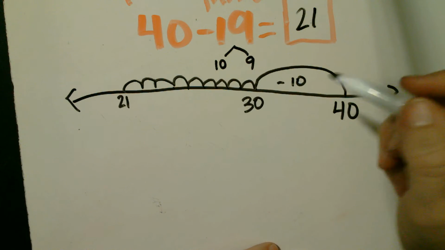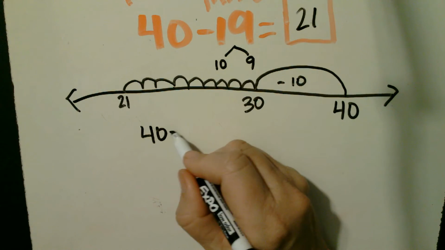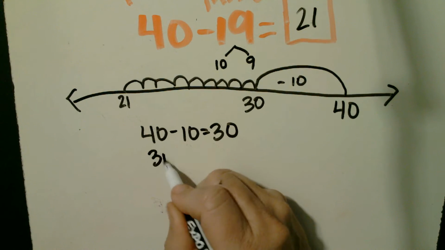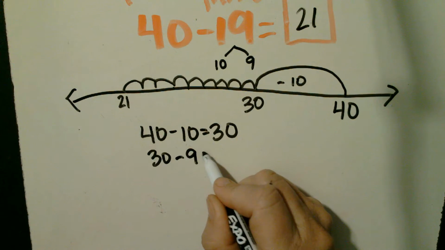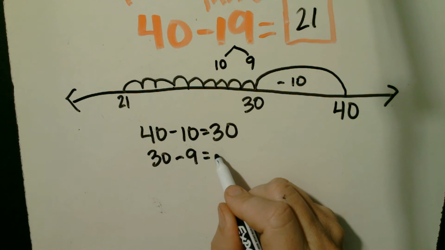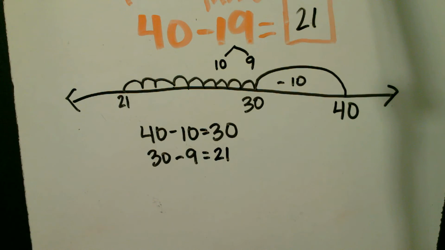I could draw 40, and as I decompose to 10 and 9, I could subtract 10 and get 30. And now I have 30, and I can subtract 9 to get, well, I know I can count backwards in my head. 30 minus 9 is 21, because I know 9 and 1 make a 10. So that's one way to do it.